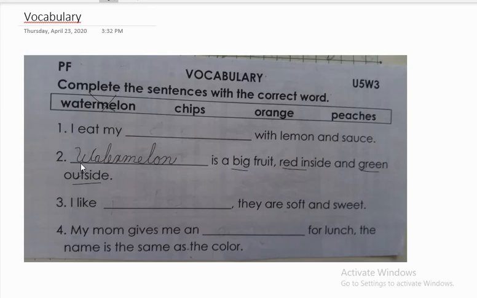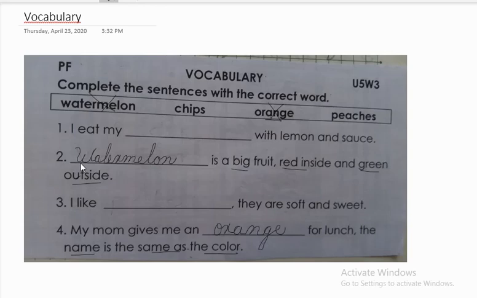Okay, let's go to the next. For example, maybe the easiest one is the number 4. It says my mom gives me an blank for lunch. The name, we have the keyword here, the name is the same as the color, okay? And in this case, this fruit is orange and we have the orange color, so this is the right one. So we are going to write it here, orange. Okay, good. And we are going to cross it out.